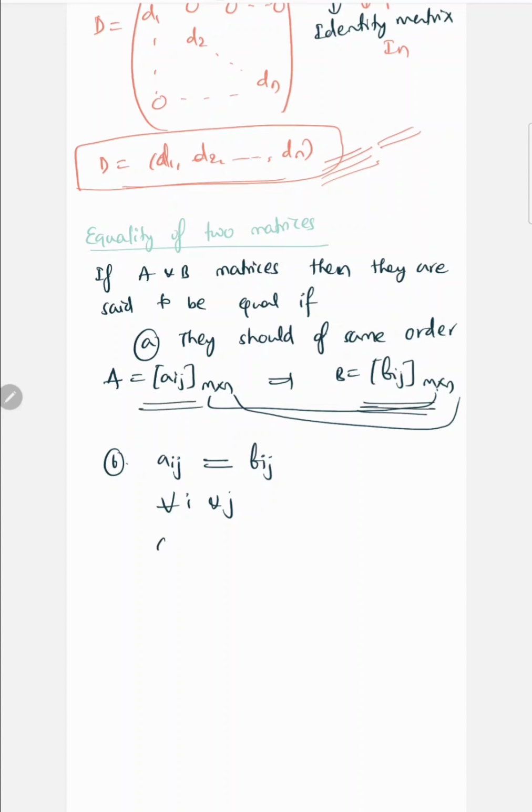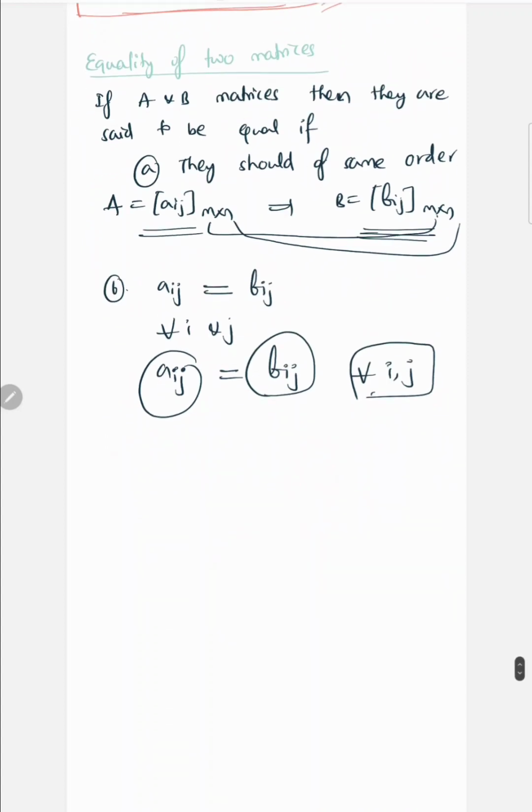Therefore, we can write it as the element in the ith row. Suppose Aij is the element in the ith row and jth column of A, then that should be equal to the element in the ith row and jth column of B. So for all i and j, they should follow this.